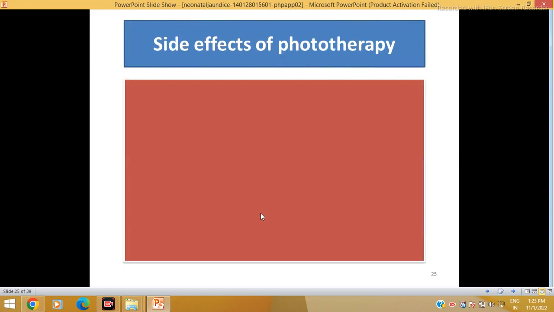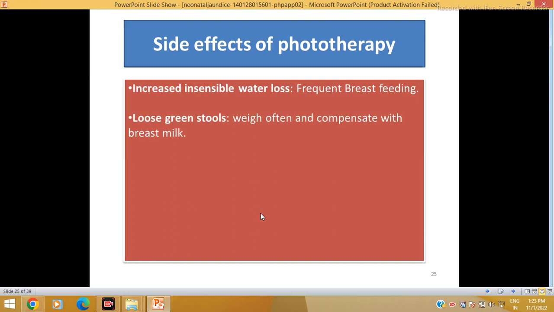The next is side effects of the phototherapy. Increased insensible water loss. Frequent breastfeeding is very important, because there is too much light exposure and we are keeping the baby open, so the chances of water loss are more. The next is loose green stools; weigh often and compensate with breast milk. Skin rashes are harmless, no need to discontinue phototherapy.